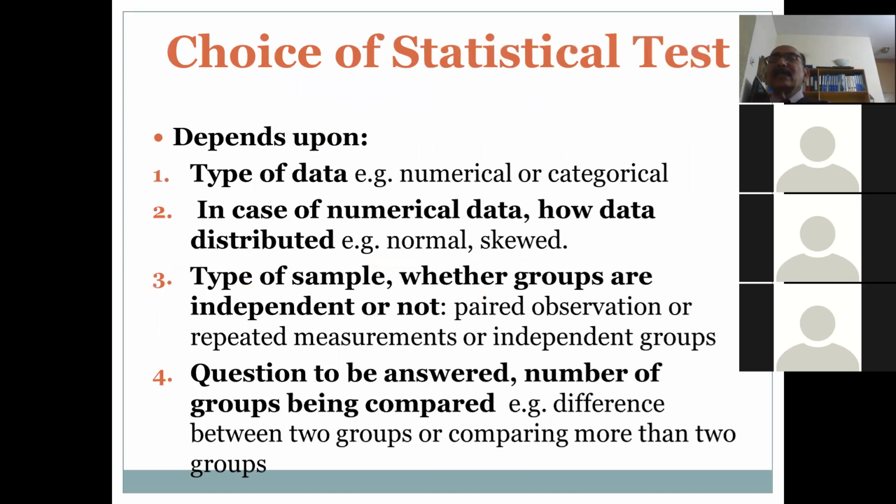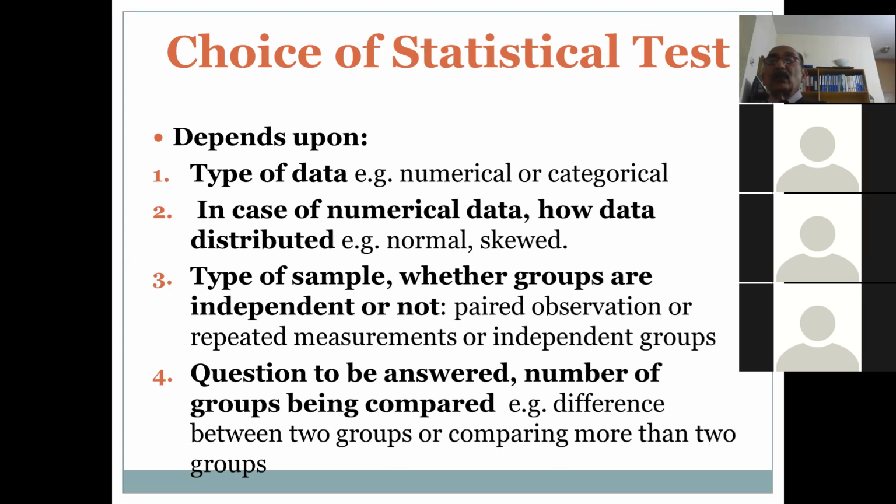So, the choice of statistical test: which test will you select? That will depend upon the type of data. If the data is numerical, you will select the paired t-test, independent sample t-test, ANOVA, etc. If it is categorical, then normally you select the chi-square test. In case of numerical data, how is the data distributed? Normally distributed, or is there a skewed distribution? If the data is normally distributed, you will apply parametric tests: t-test, ANOVA, regression, correlation.